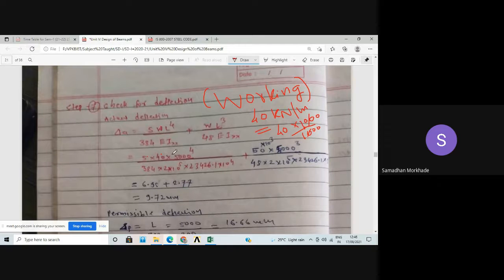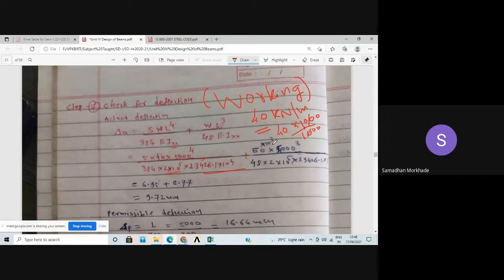L to the power 4: the span is in meter, make it mm, 5000 raised to the power 4, divided by 384 E, Young's modulus 200 GPa, that is 2 into 10 to the power 5 Newton per mm square, into Ixx, the moment of inertia, 23426.1 into 10 to the power 4 mm^4. So this is about the UDL. Now plus the point load.